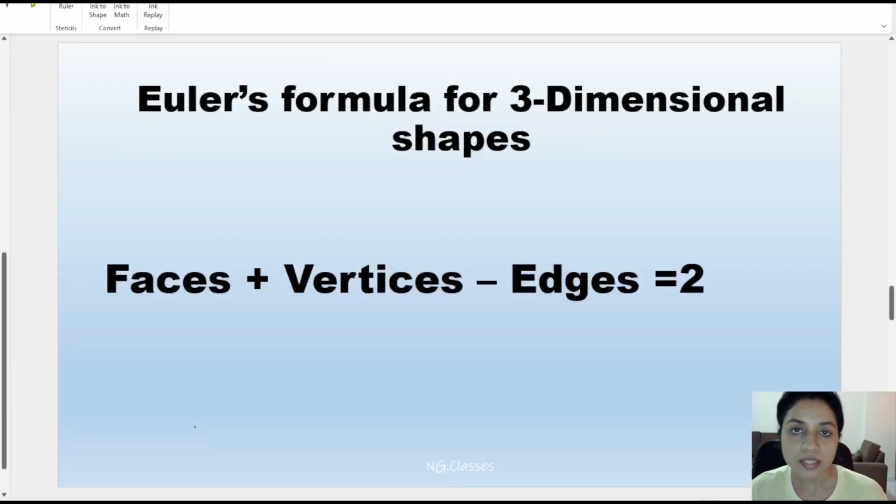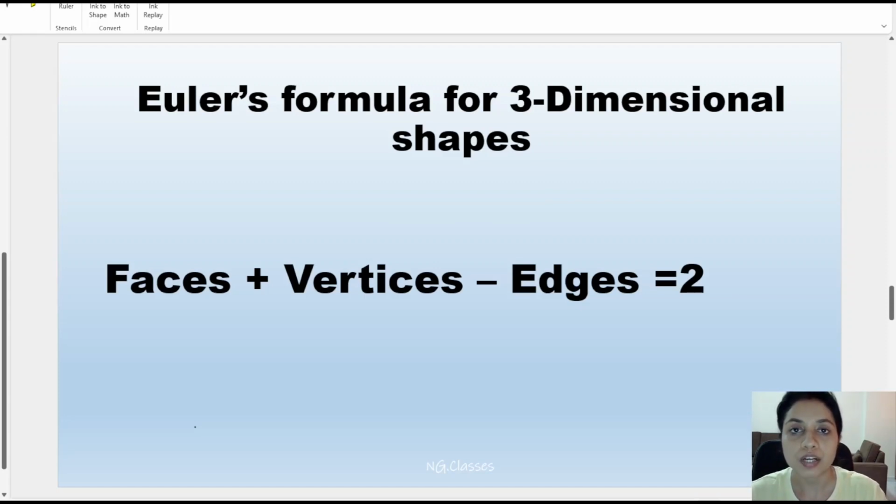Now the mathematician Euler has given one formula for 3-dimensional shapes which connects the number of faces, vertices, and edges of any straight face 3-dimensional shape. So let's see the formula. Here the formula says the number of faces plus number of vertices minus number of edges will always be a special number, that is 2.